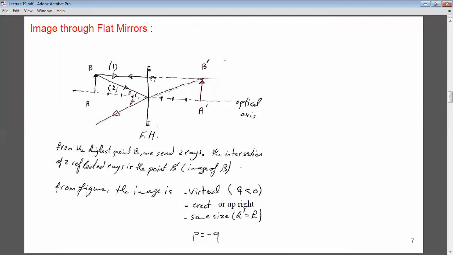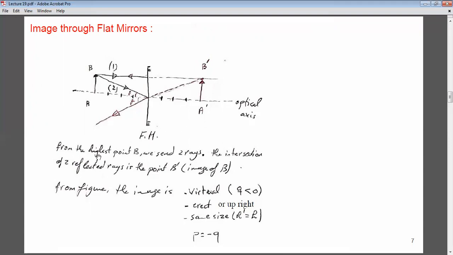And now these two rays, where do they meet? So this red one and this red one, where do they meet? They meet at this point here. If we extend them, they meet at this point here. Then this is point B prime and this is A prime. So this is now the image A prime, B prime.